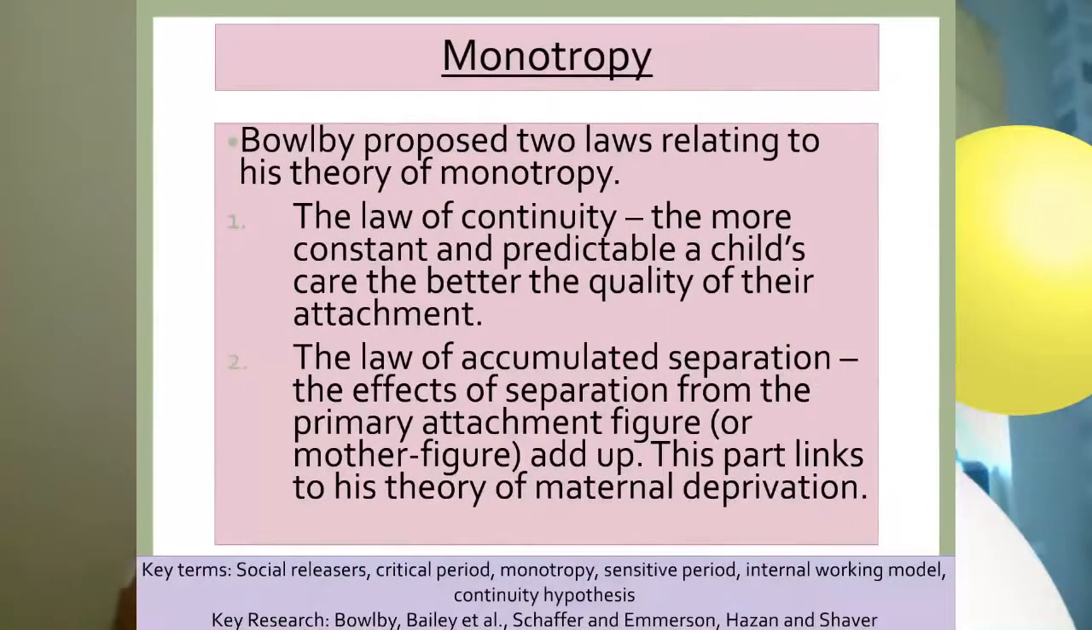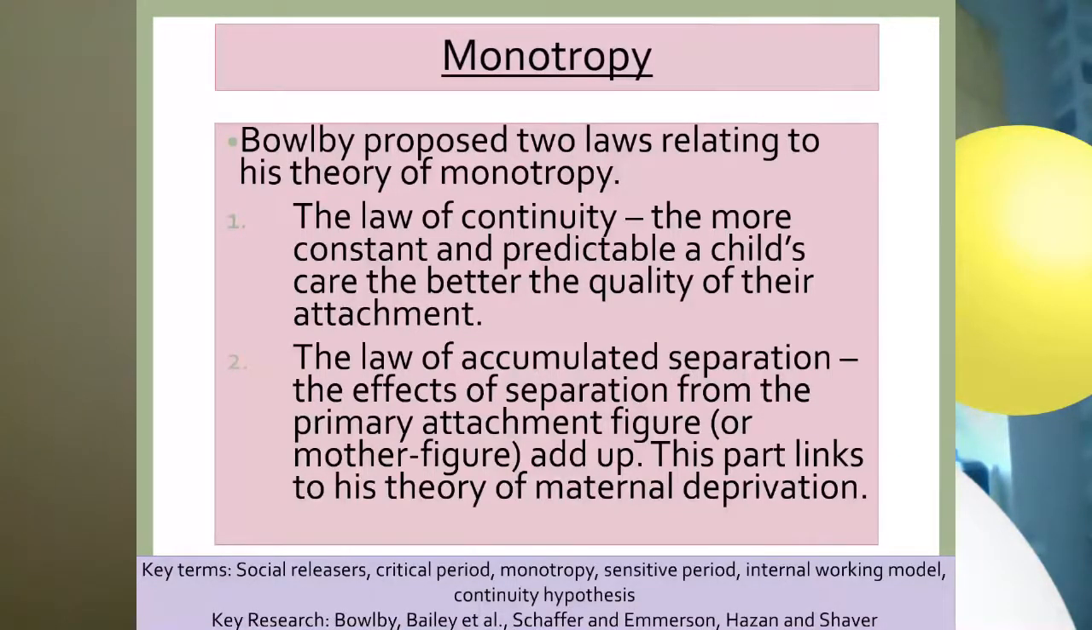So the first was the law of continuity. So he said that the more constant and predictable the care that a child has, the better the quality of their attachment. So if that primary attachment figure is always there for them when they need them, picks them up when they cry, gives them care on a regular basis, and it's very predictable and they have a routine and it's better quality, then they're going to have a really good attachment.